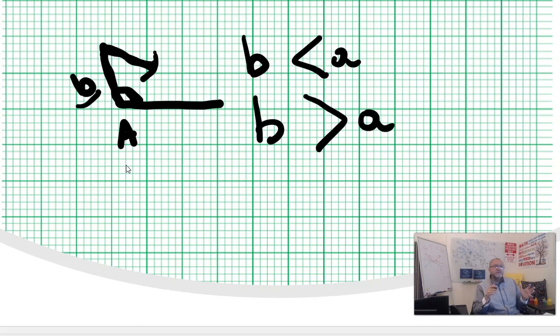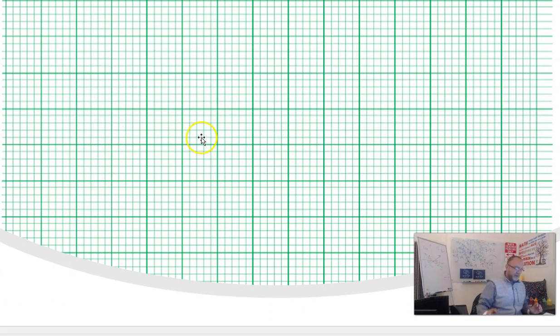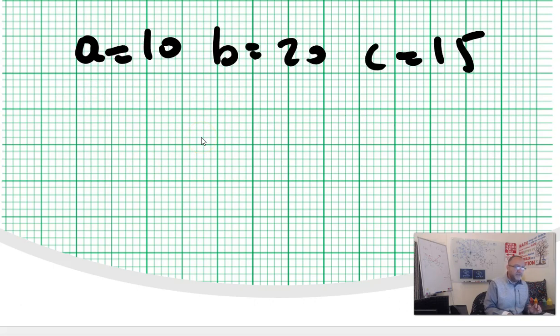And when you use the law of sines, never use it to calculate the largest angle because you saw the ambiguity. In general, for angles, the law of cosine gives you a better answer, unless you're told to use the law of sines. So if we go back to our example, let's stick with the same numbers: A equals 10, B equals 20, and C equals 15.